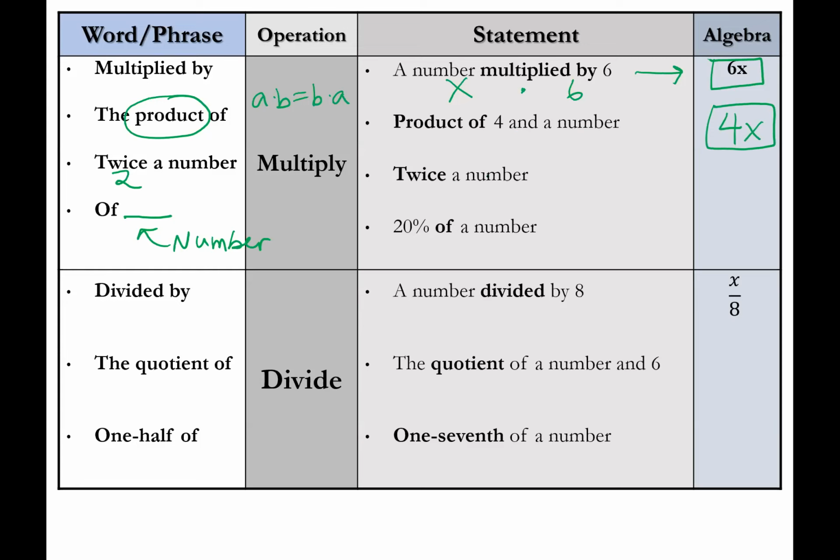Next one, twice a number. Twice just means you're multiplying something by 2. That's what the word twice means. So 2 times a number can be just 2x.